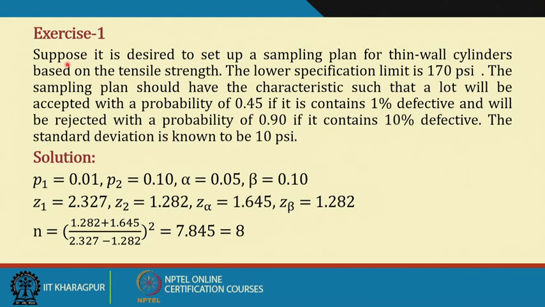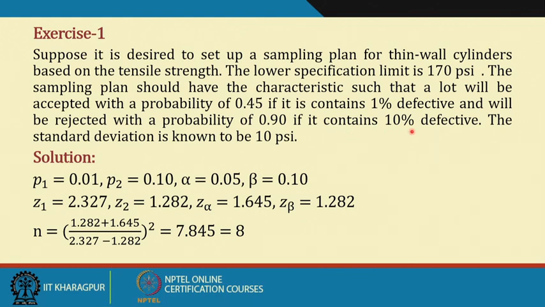let me read out the problem. Suppose it is desired to set up a sampling plan for thin walled cylinders based on tensile strength. That means it's a variable sampling plan. The lower specification limit is 170 psi. The sampling plan should have the characteristic such that a lot will be accepted with a probability of 0.95 if it contains 1% defective, and will be rejected with a probability of 0.90 if it contains 10% defective.